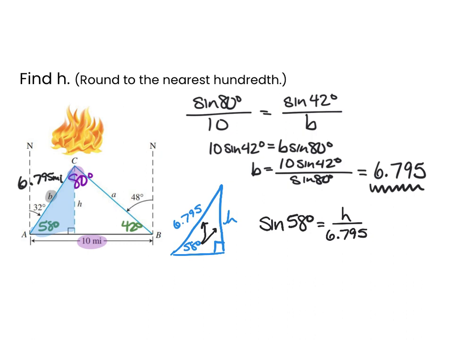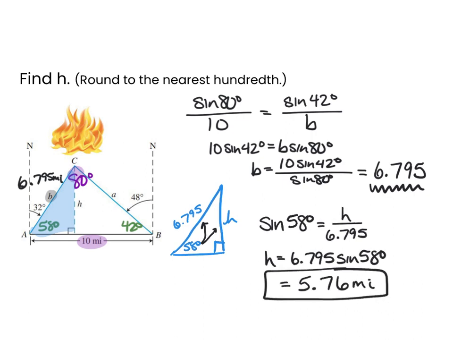So if I solve for H, I just have to multiply by 6.795 on both sides, which means I really just need to figure out what 6.795 times sine of 58 degrees is. And if you type that in a calculator, you get 5.76 miles. That's the height of that triangle.